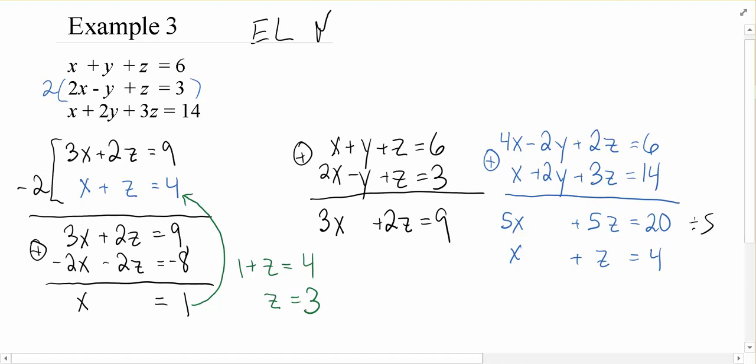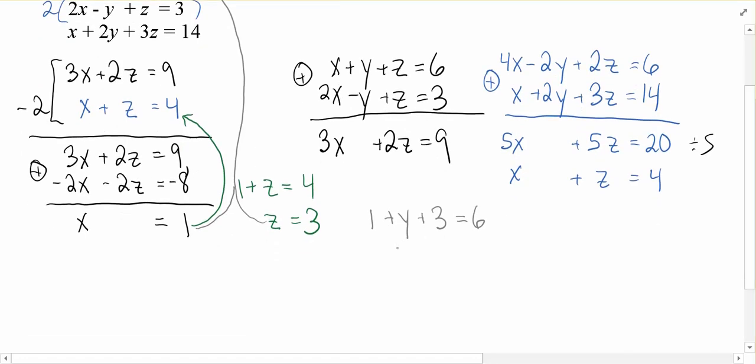Now I need to solve for y. I have the x and the z, and I need the y. So I look back to the original system and I look for which equation looks like it would be easiest to solve for y. I notice that I have a y with a coefficient of 1 in the first equation, so I'm liking the first equation. So that means I'm going to plug z equals 3 and x equals 1 into that equation. I'm going to replace the x with a 1, I'm going to replace the z with a 3, and I'm going to solve that equation. 1 plus 3 is 4. Subtract the 4 to the other side gets me 2.